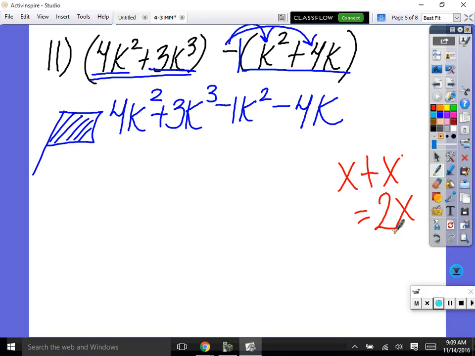So let's start with our highest degree. We have 3k to the third. Do we have any other k to the thirds? So no other apples to add with this apple. So we have 3k to the third. Now I'm going to cross that one out so I don't miss anything.